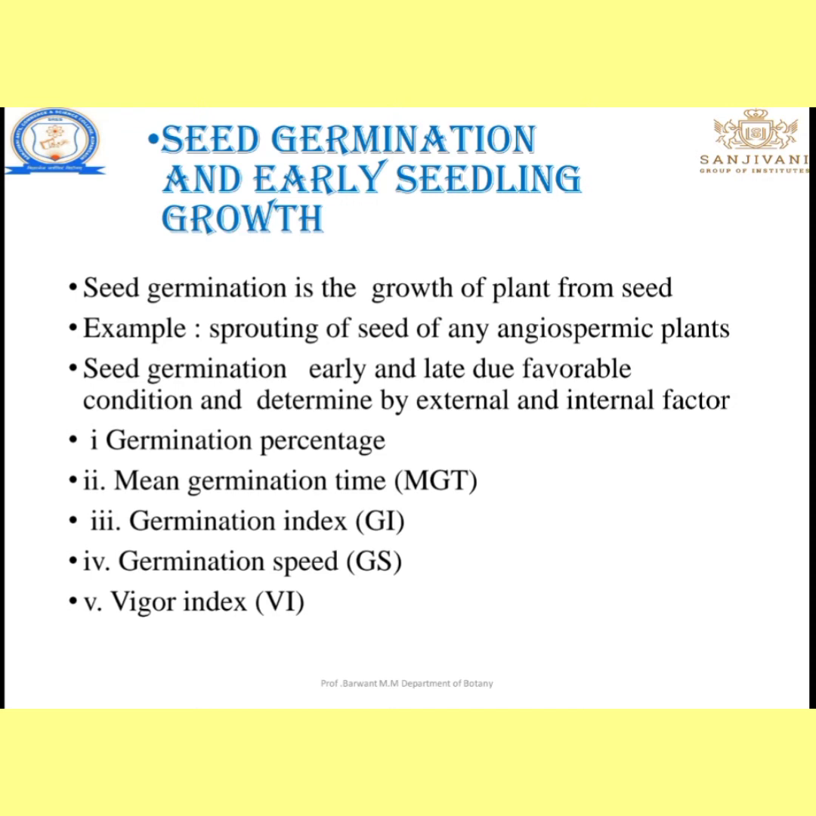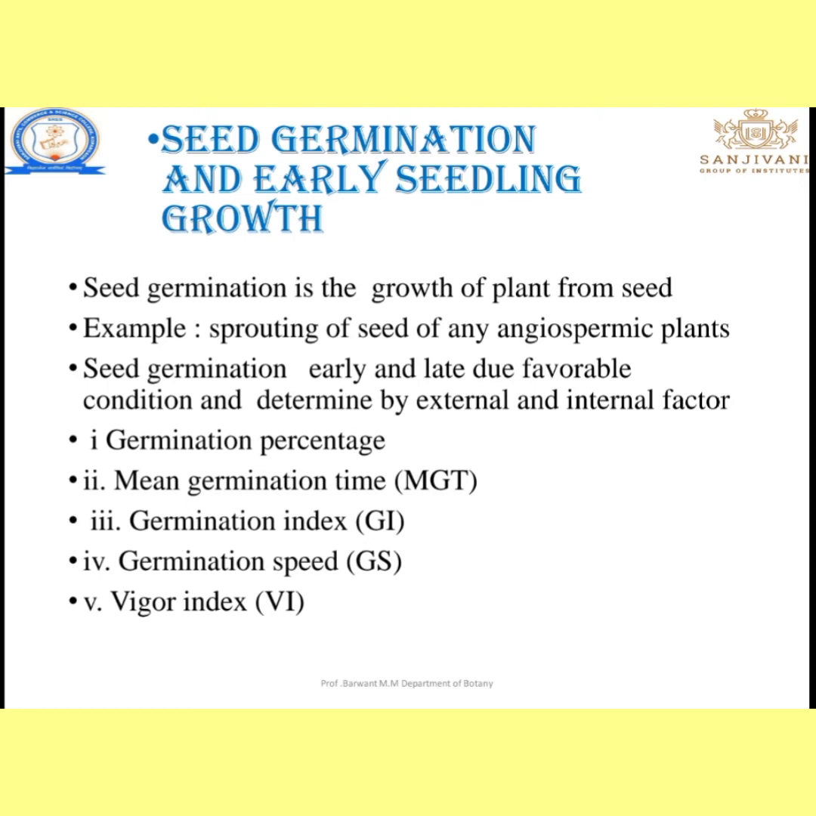Seed germination happens early or late due to favorable conditions. Early and late, there is one difference. Early means all favorable conditions are present, due to which germination will take place. And late means there are some uncomfortable or not favorable conditions, such as the internal as well as the external.